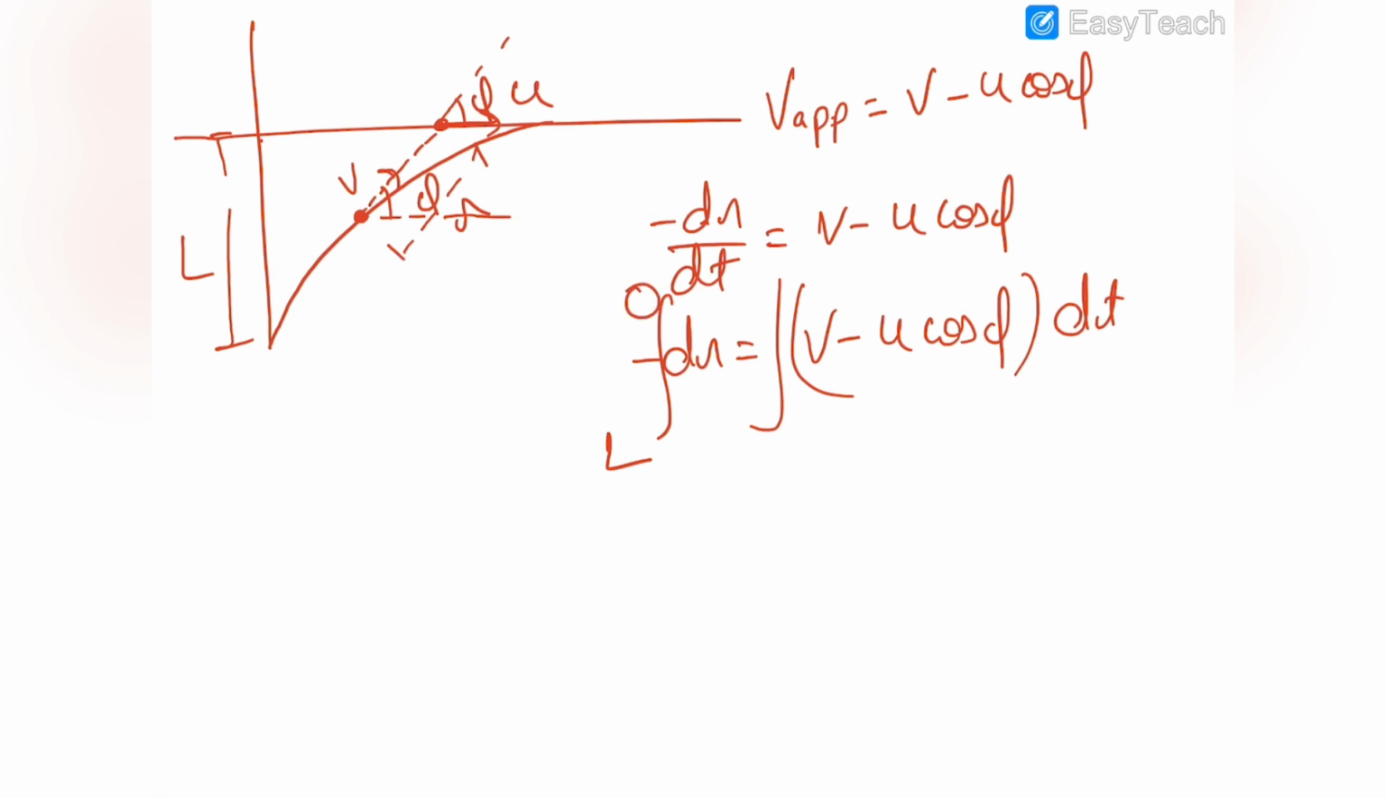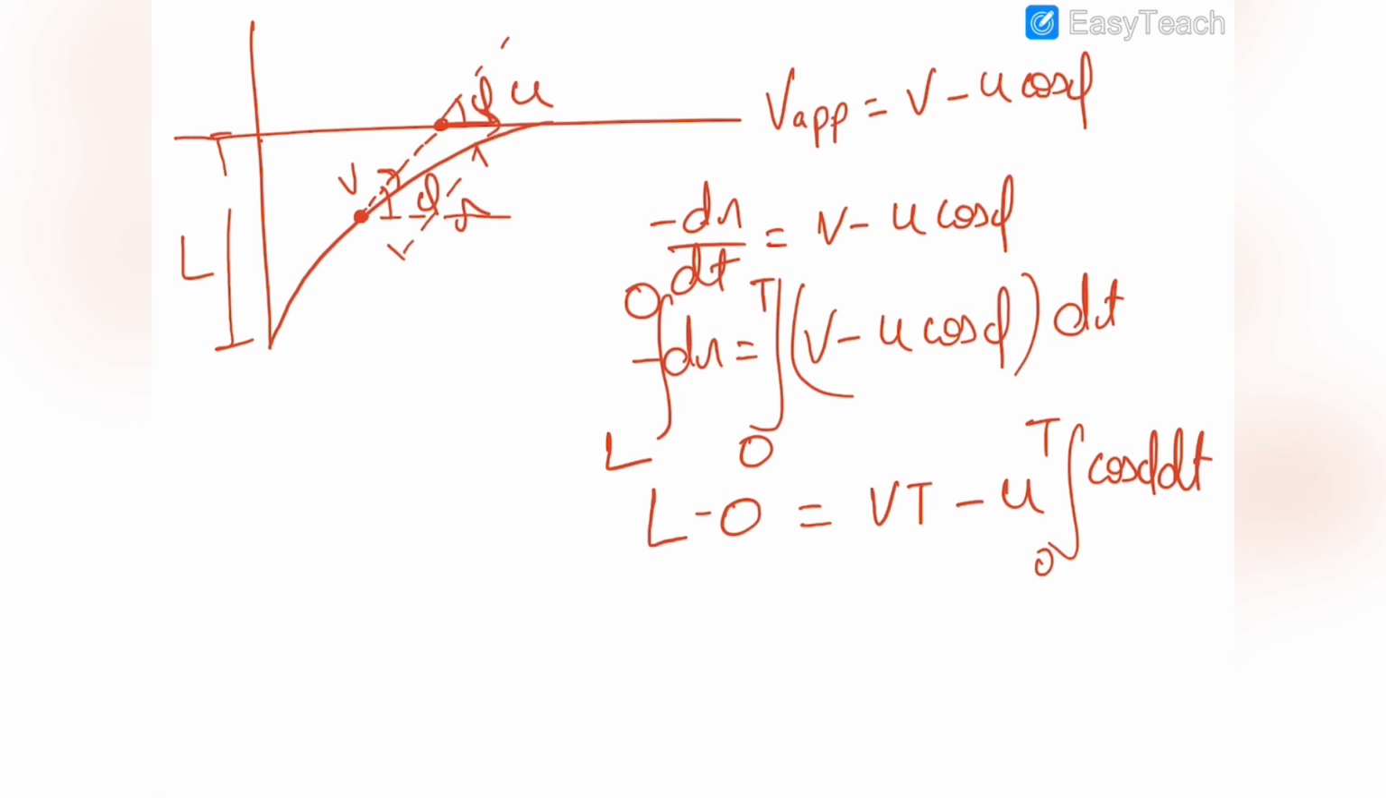So this would be L minus 0, and the limit would be 0 to T, where capital T is the time in which the cat will chase down the mouse. So it would be V t minus u integration 0 to T into cos phi dt. So L is equal to Vt minus u integration 0 to T cos phi dt.